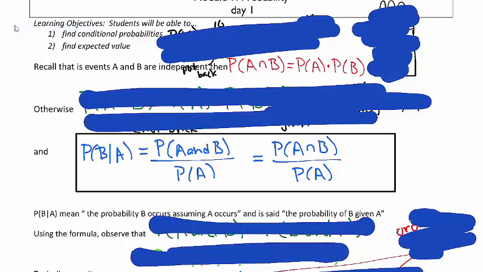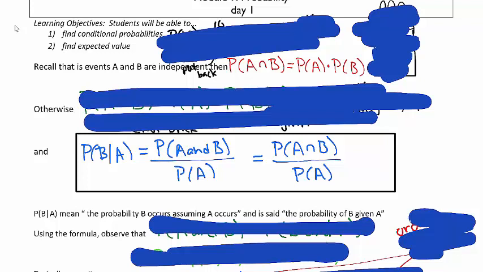All right, so we did regular probabilities last time. Many of you still need to watch the video. Today we're going to talk about conditional probabilities, which I did introduce in the video last time, and find expected value. Expected value is basically the average.